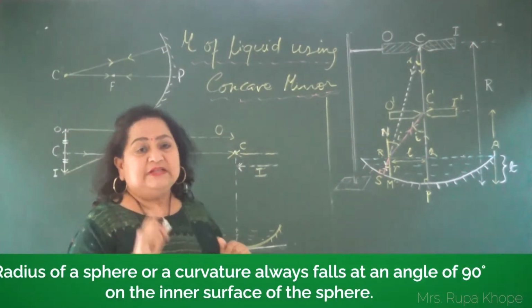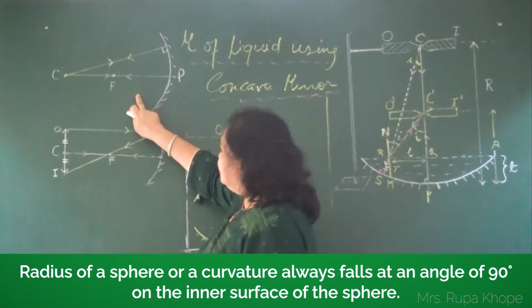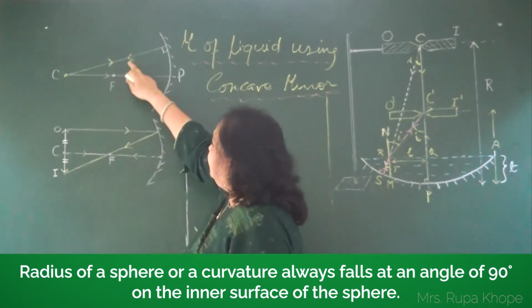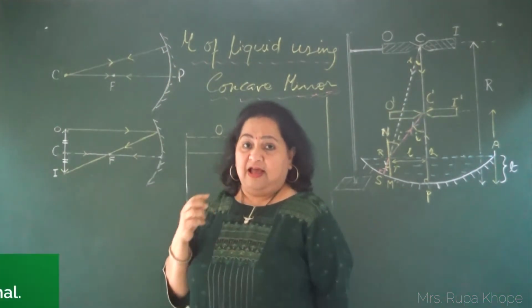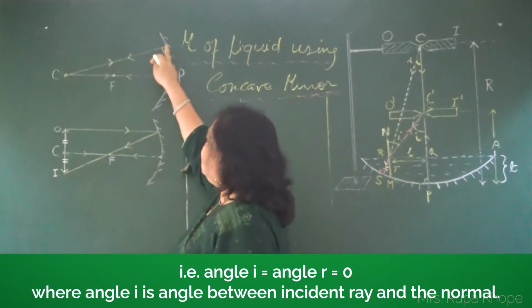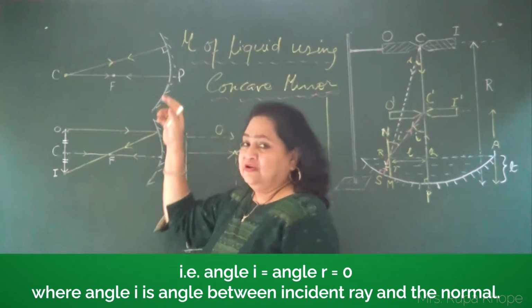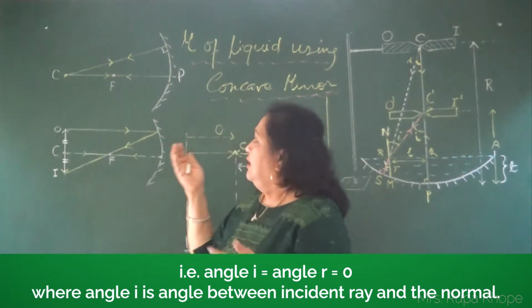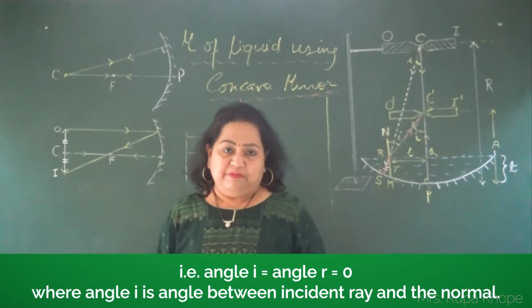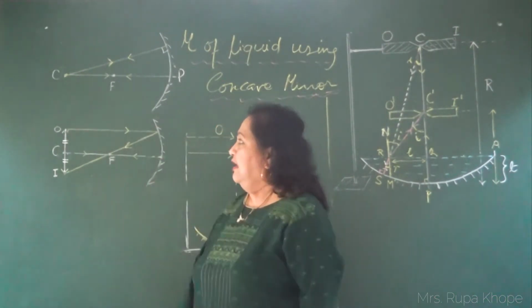Why? What is the reason behind it? You already have done ray diagrams. The reason is, the incident ray falls normally on the surface of the mirror, and that means this distance has to be the radius of curvature. This is also the radius of curvature. Now when it falls normally along the radius of curvature, it is reflected back in the same direction and you get the image here.